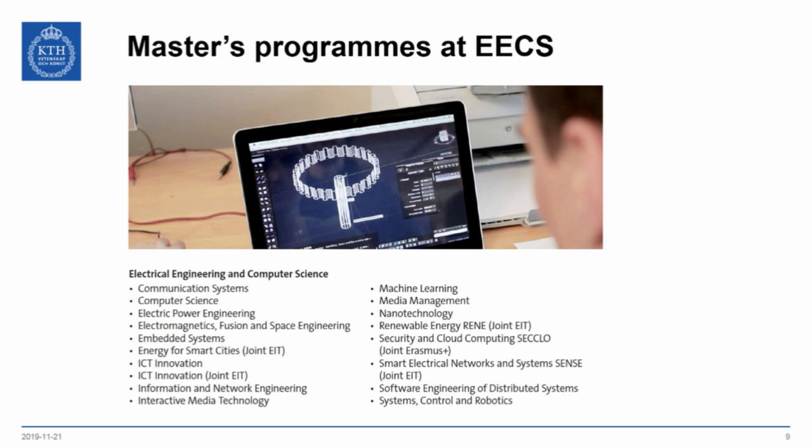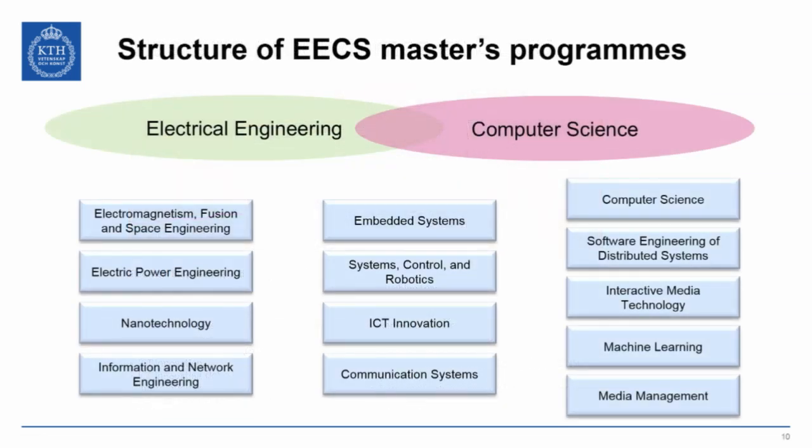So what can I do here now to help you and to assist you during this webinar, to help you navigate through this offering of ours, because it is quite massive, I would say. The first thing I would do is try to organize our different programs in relation to the education areas, or the research areas, or the main fields of study, electrical engineering and computer science. If I do that, on the left-hand side you have 4 electrical engineering programs: electromagnetism, fusion and space engineering, electric power engineering, nanotechnology, information and network engineering.